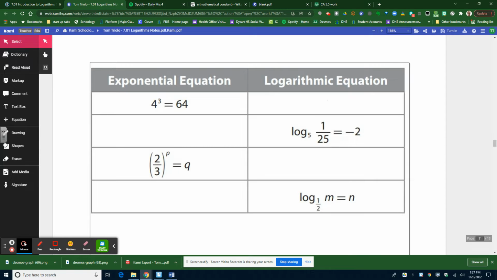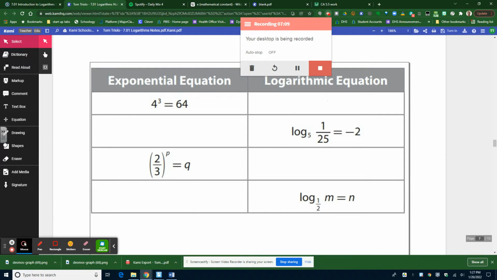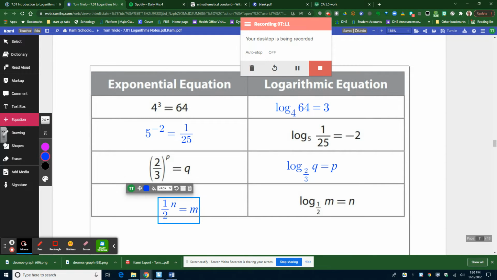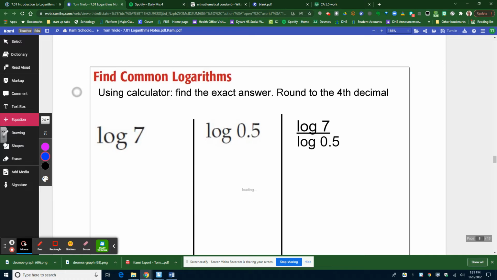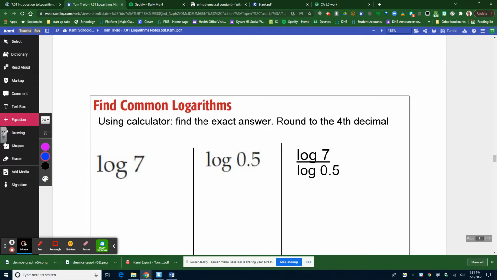All right, fill in the table. Some of you are changing into logarithmic, and some of you are changing into exponential. So logarithm to exponent, exponent to logarithm. That's one thing you're going to have to learn, and that's the major topic of today. The other is this thing called the common logarithm.